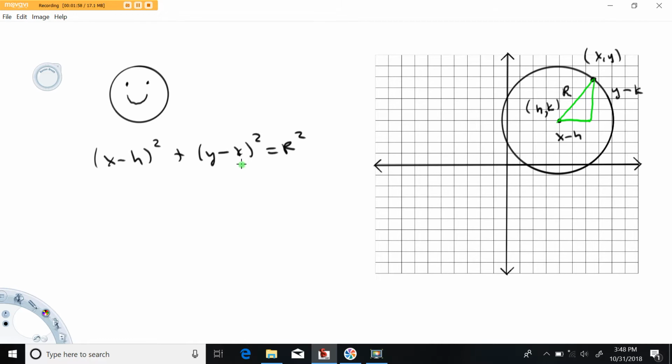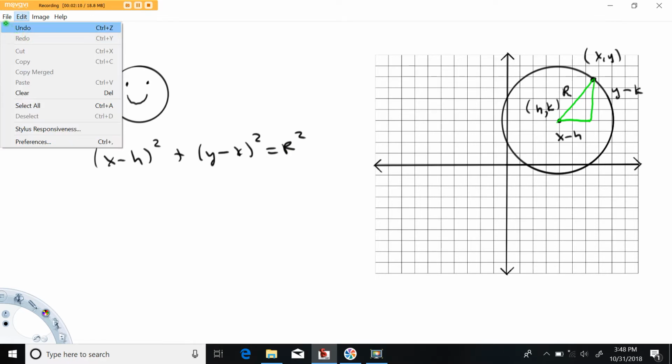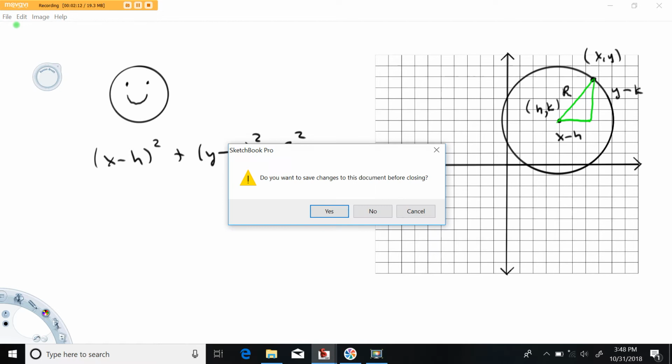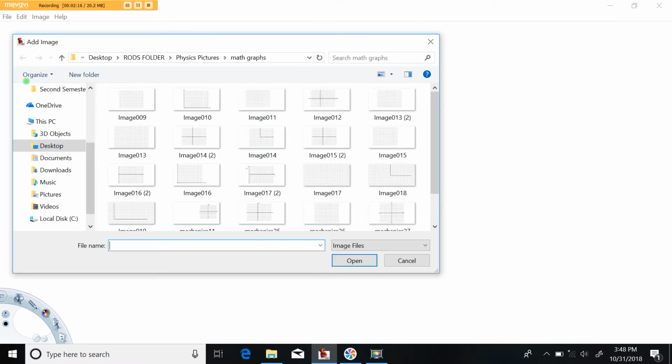Any equations we have that are in this form, they're real easy to graph. You can typically pick off the h and k, you know where the circle is, and when you know this value, it's pretty easy to calculate the radius. So I'm going to go ahead and clear this up and actually put an example right into this video.